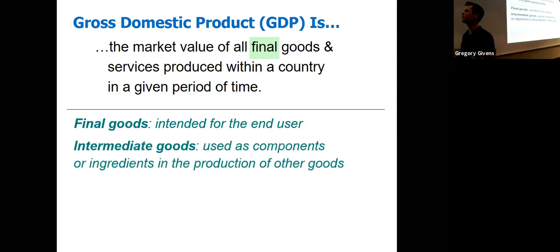That's very different than an intermediate good, okay? An intermediate good is a good that's used as a component or an ingredient in the production of other goods. In our modern economy, we have multiple stages of production, okay? Raw materials are transformed into intermediate goods. Intermediate goods are sold to other producers to produce final goods. Final goods are then sold to customers at the retail level, for example, okay? Gross domestic product is supposed to only reflect the market value of final goods and services, not intermediate goods.